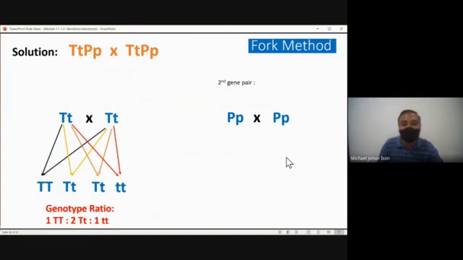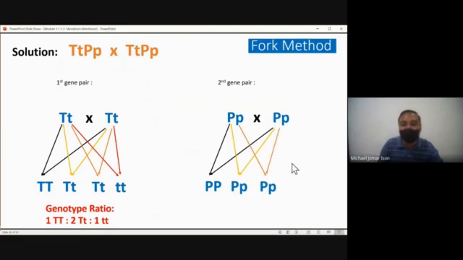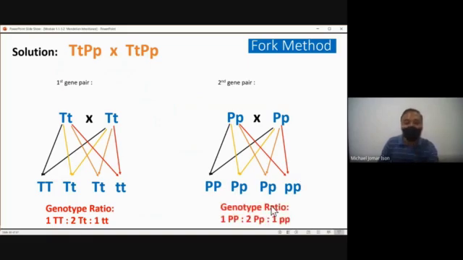And then you combine this, the first and first, big P, big P, and then the second and the first combined, big P, small p, and finally the last and the last, small p, small p. So the genotypic ratio is also the same: 1 big P, 2 big P small p, and 1 small p. Now, you can make use of this genotypic ratio in order to get the genotypic ratio of the whole dihybrid cross. So that's the first gene pair and the second gene pair.